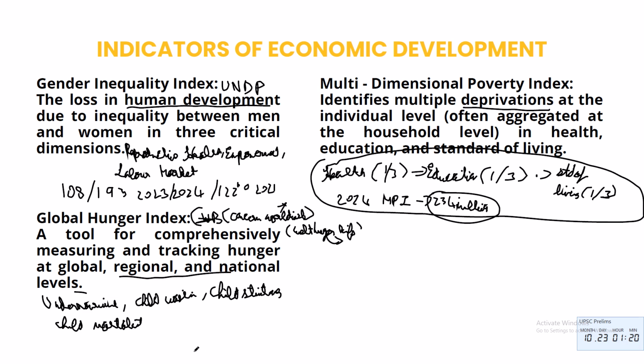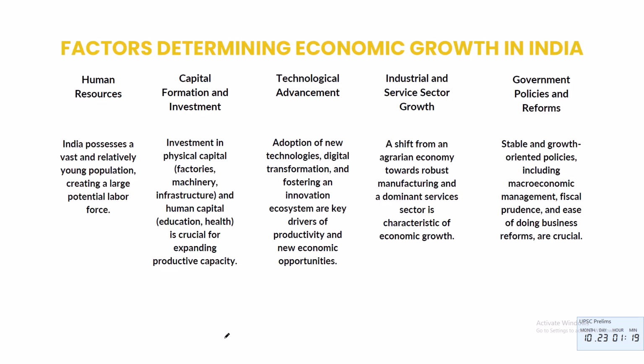See, India has ranked around 125 out of 127 countries in the 2024 report, showing a serious level of hunger among the people. It has slightly improved, but still the serious category remains. And these things must be improved for proper economic development. So, moving on to the factors determining economic growth in India.